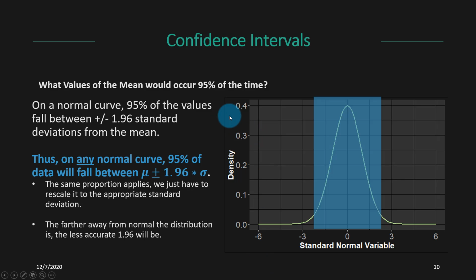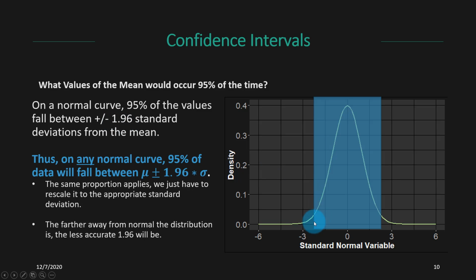We can also apply the same logic now if, rather than asking what's the probability of getting a score above or below a certain value, we put confidence intervals around particular values. So we could, for instance, ask what values of the mean would occur about 95% of the time. Well, on our standard normal curve, 95% of the values fall between negative 1.96 and positive 1.96.